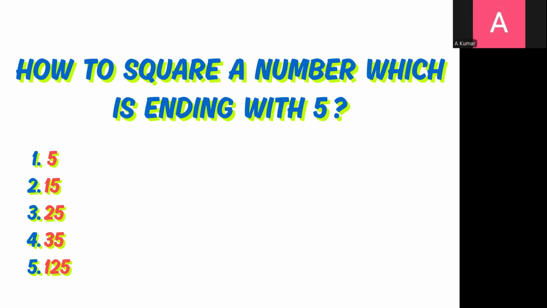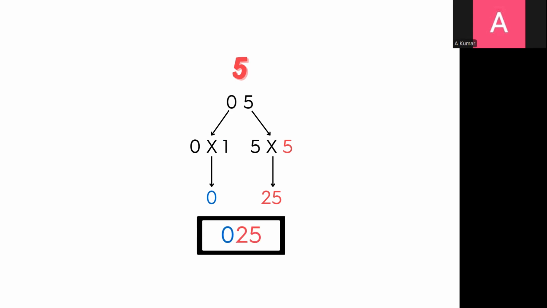So what we need to do is, let's say we write 05. Now what you need to do is step 1, write a number which is just next to 0, which is 1, and then multiply them. So 0 times 1 is absolutely correct, 0, and 5 will become 25. So the square of 5 is 25.